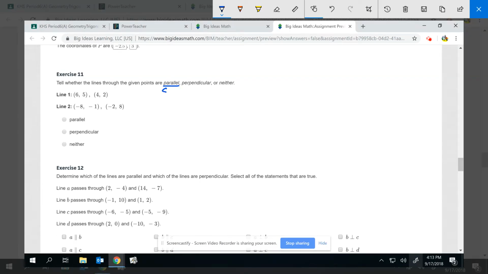Parallel means same slopes. Perpendicular we know is opposite and reciprocal. And if it's not any of those two, we know it's neither. So let's look for the slopes here. There is a formula that we like to use.